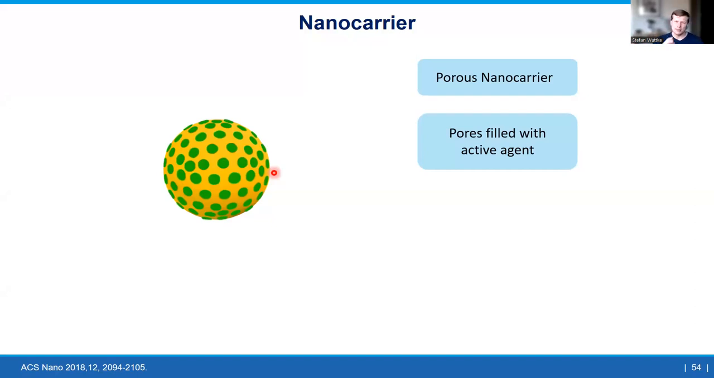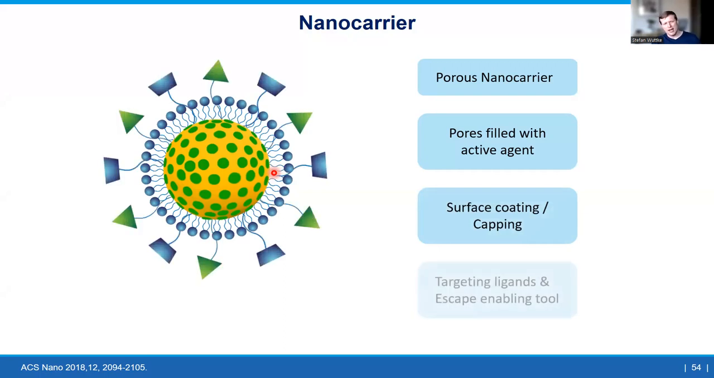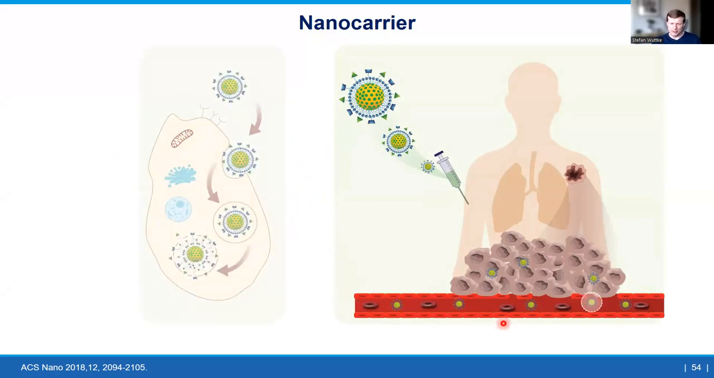And the idea is we take the drug, put it in a porous nanocarrier, close it, then even add targeting ligands around this. And then the idea is we inject them into the human body, into the bloodstream, then they circulate. And due to the targeting ligands, they find the cancer cells, they are taken up into the cancer cells, and then they release the drug. So you need a mechanism to release the drug. This is the so-called endosomal escape. And then you have the drug going out and killing the cancer cells.